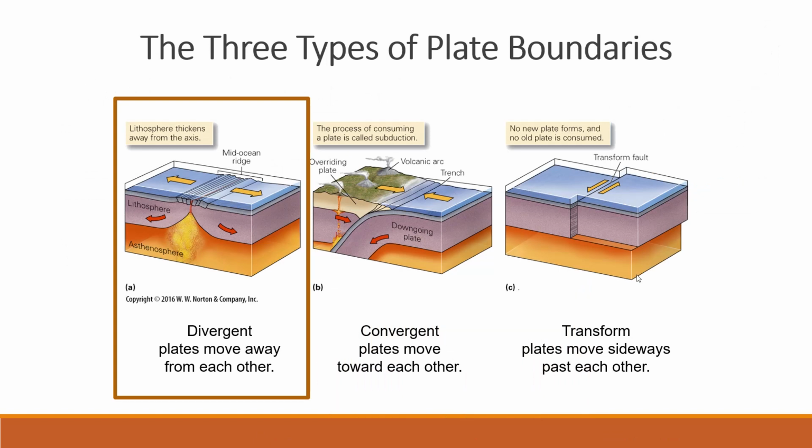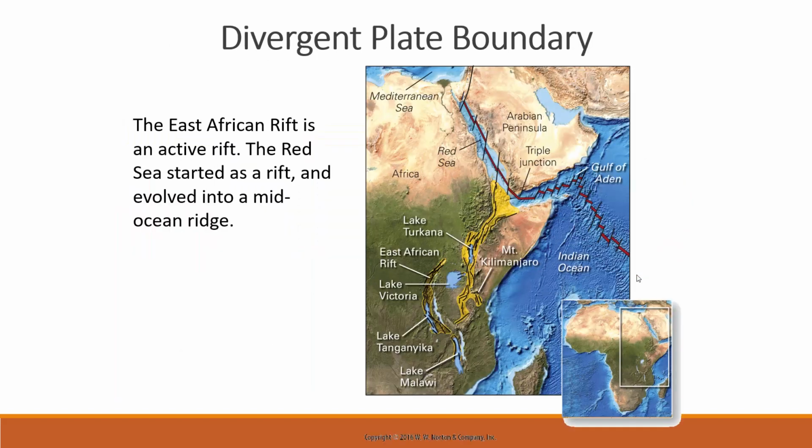Next type of boundary, divergent boundary. This is where plates move away from each other. So it's a little bit simpler. So there are two ways the plates can move away from each other. We can either have it happening on continent or in the ocean. If it happens on the continent, it is called a rift. So the East African Rift is an active rift. The Red Sea started as a rift and evolved into a mid-ocean ridge.